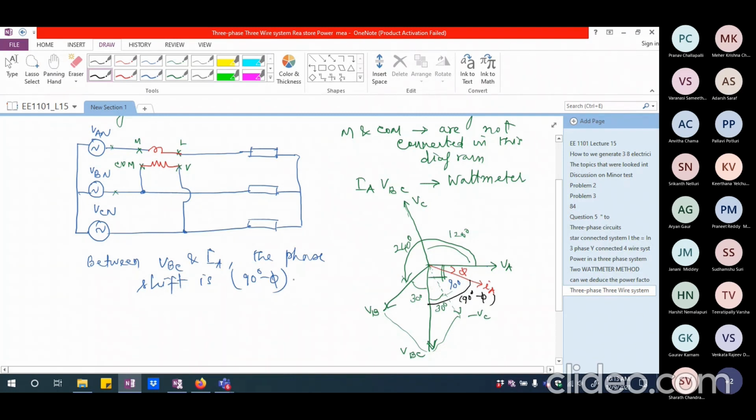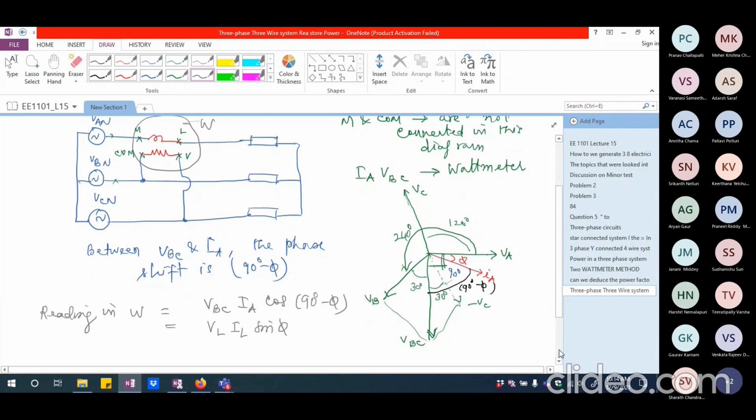This is going to be the phase shift. So I can write basically the wattmeter, if I may call this entire thing as the wattmeter. So this is W. So reading in W will give me VBC multiplied by IA multiplied by cos of 90 minus phi, which I can write as VL IL sin phi. So this is going to be VL IL sin phi.